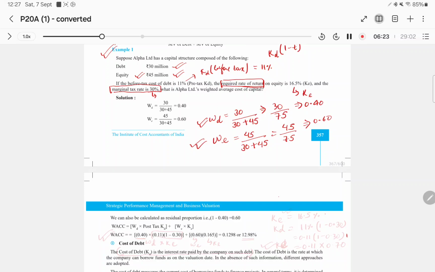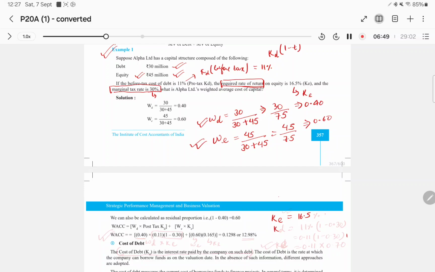Now do remember what is given in the question. Also the question says that we have KE, as far as I remember. Let's see the question, what is it given? It is 16.5%. Okay, it is 16.5%.